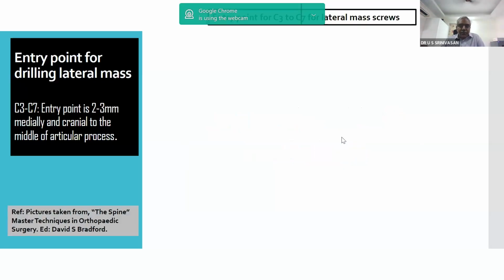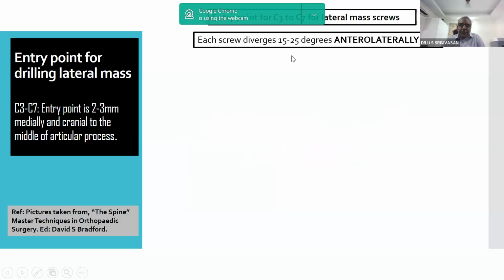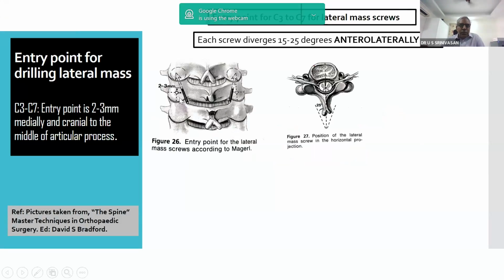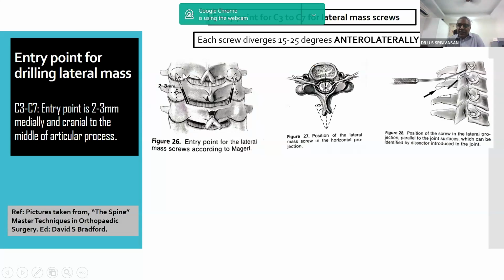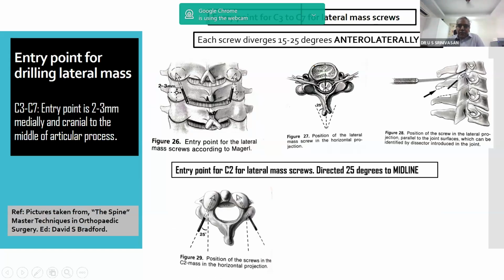As Professor Kodeeswaran explained beautifully, the entry point for screws below C3, as per Magerl, is 2 mm medial and 2 mm anterior to the articular process. It should be directed anterolaterally, and you can put the probe parallel to it. But the entry point for the C2 lateral mass, because the vertebral artery comes, should be towards the midline.